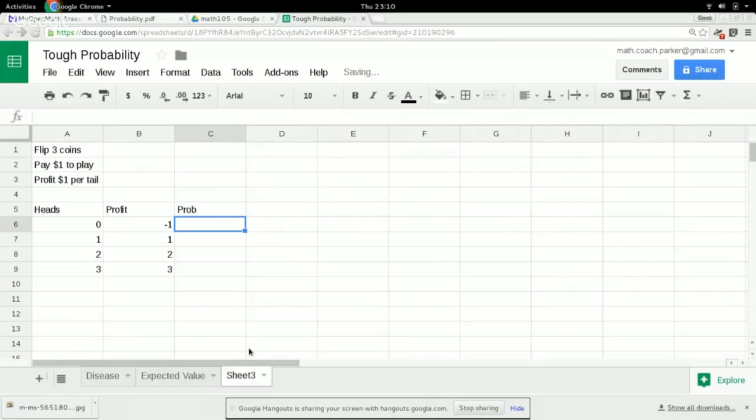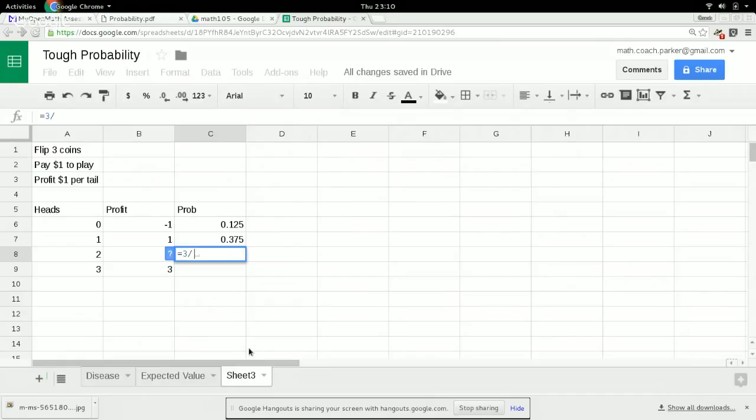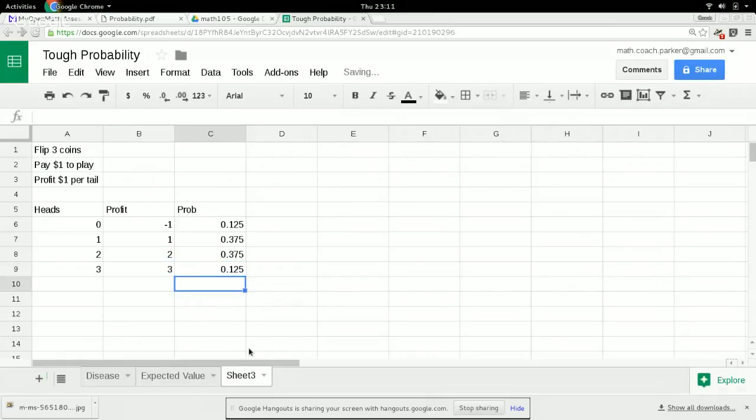The probability is like we had before. It's going to be 1/8, 3/8. And again, since we're doing the calculation, we have to type equals first. Equals 3/8. The harder part of these problems is coming up with each of these probabilities. And I just made a mistake in that. There's one way that can happen, so 1/8.